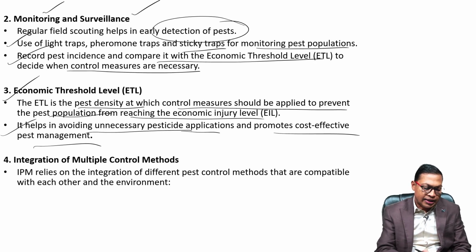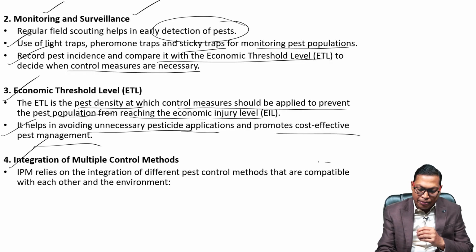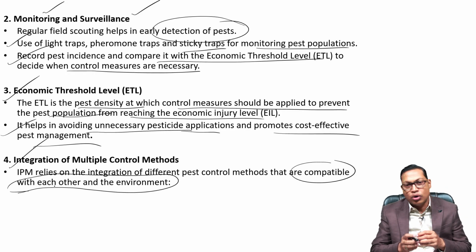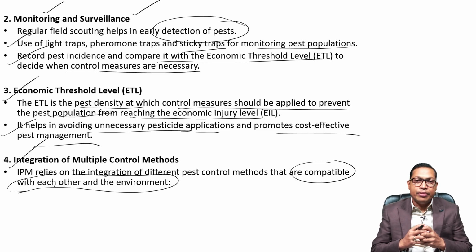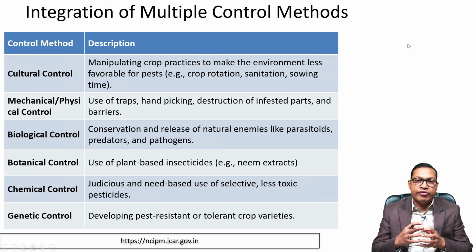Then thereafter we will go for the integration of multiple control measures. As we have discussed, it is economically viable, ecologically sound, good for the environment and compatible with each other and the environment. So, we have to look for this IPM, integrated pest management strategy. These are the principles of how we can integrate different type of control methods here.